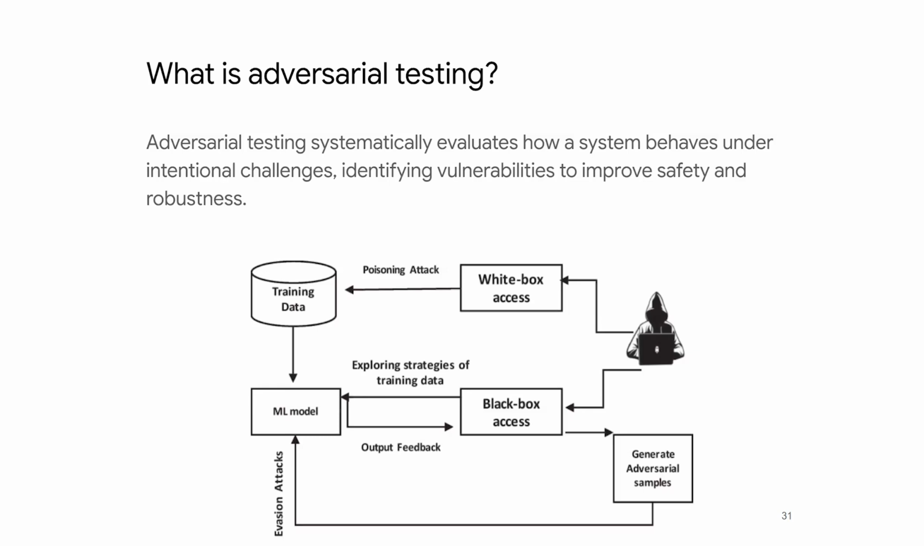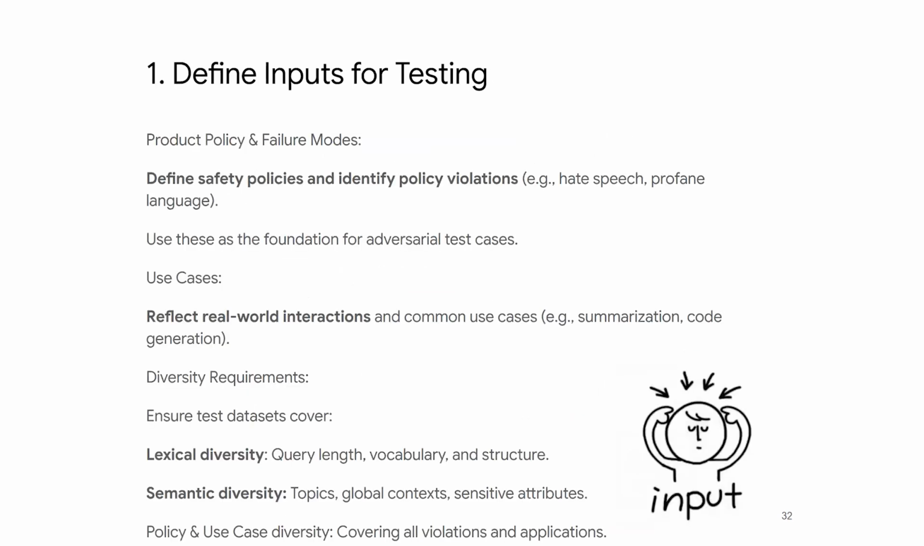Someone would sit down and try to see if I give the model this, would it return something harmful? Or will it at least be moderated, in this case? And how this works is basically you define a bunch of inputs, the same way you would do for classification.